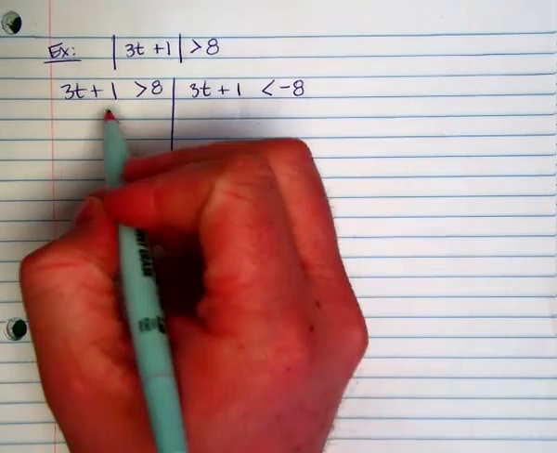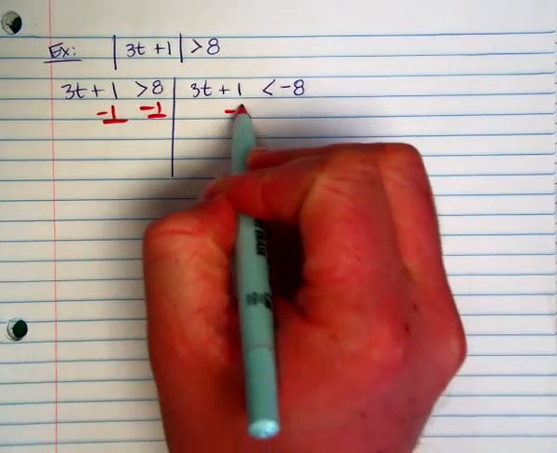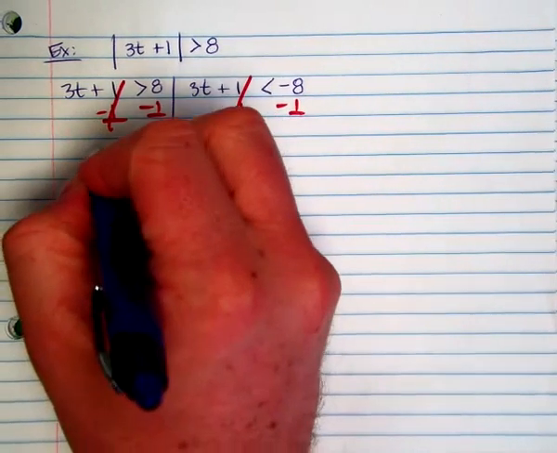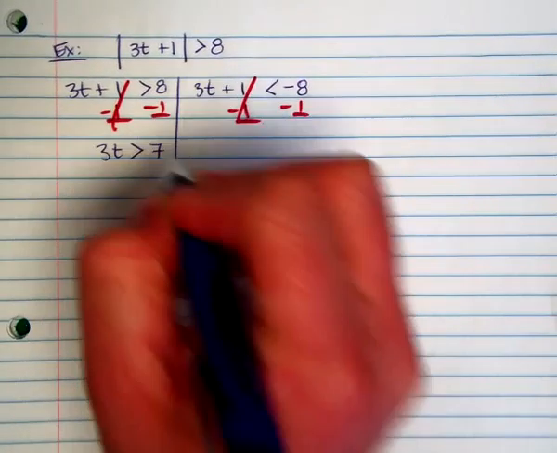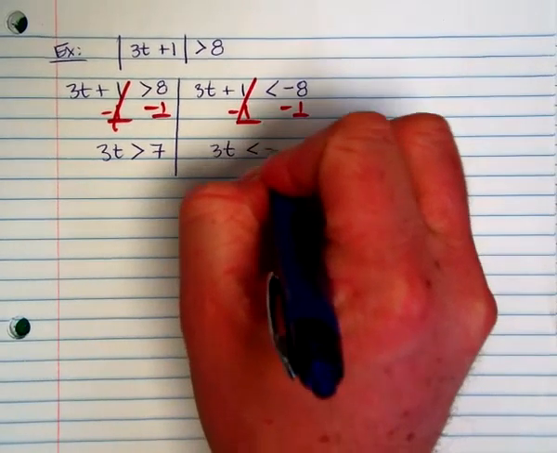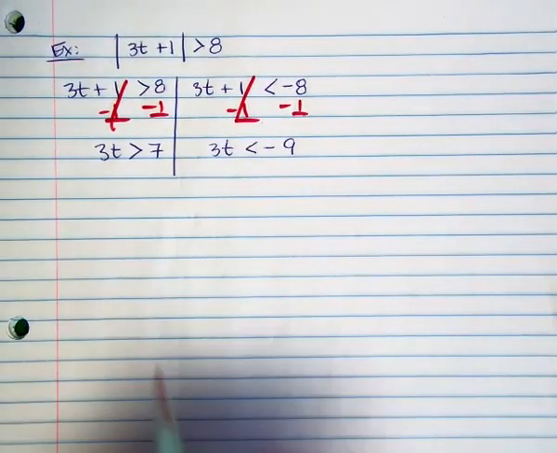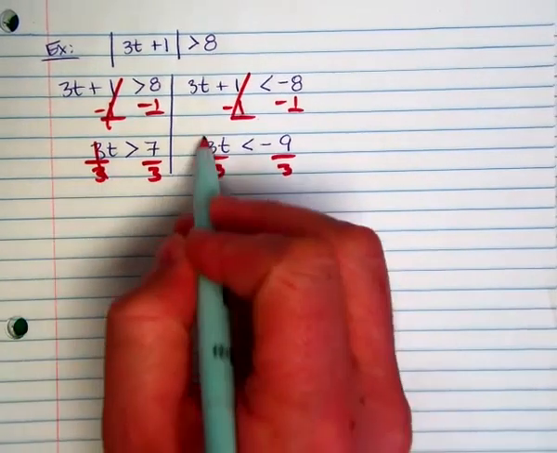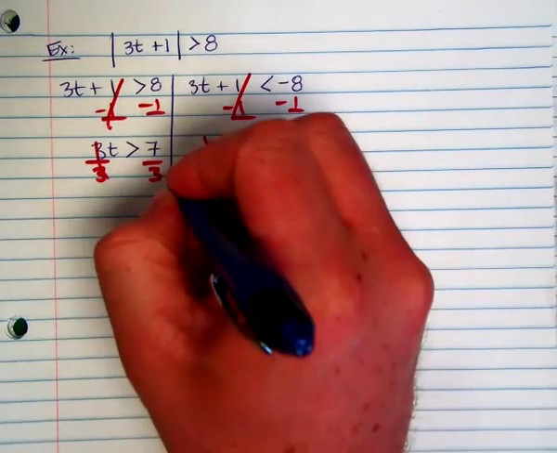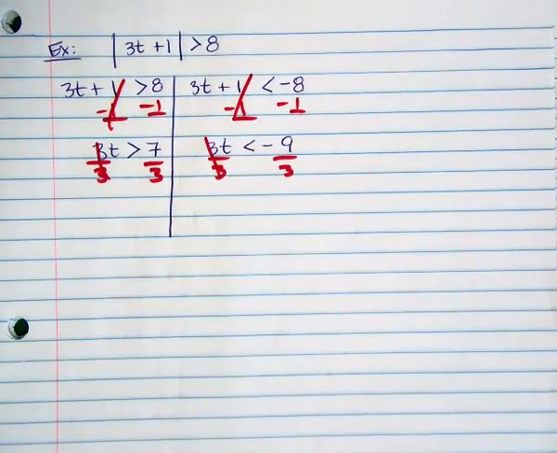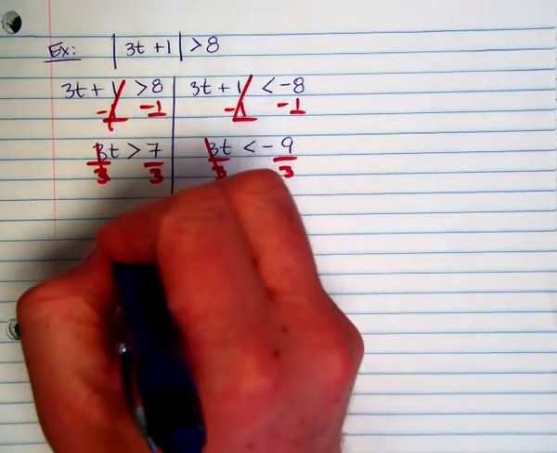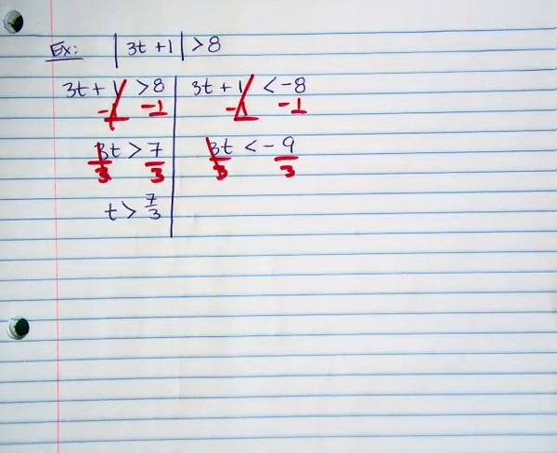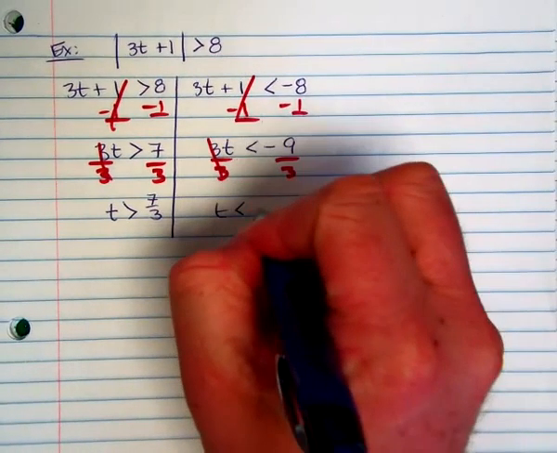Solve them both the same way, starting by subtracting 1 on both sides. So 3t is greater than 7. 3t is less than negative 9. Divide by 3 on both sides. And often you get that one of them is a fraction and one of them is a whole number, and there's nothing wrong with that. So t is greater than 7/3, or 2 1/3. t is less than negative 3.